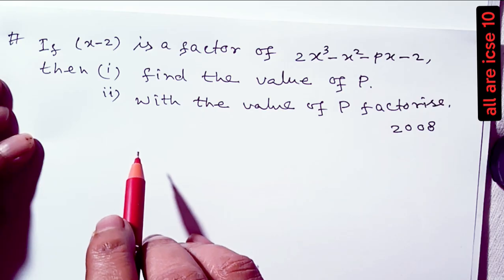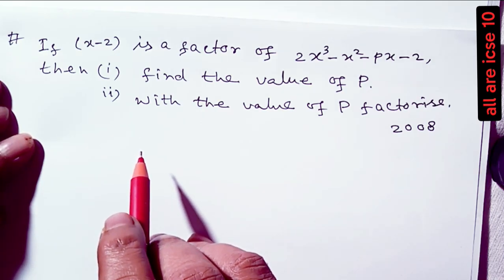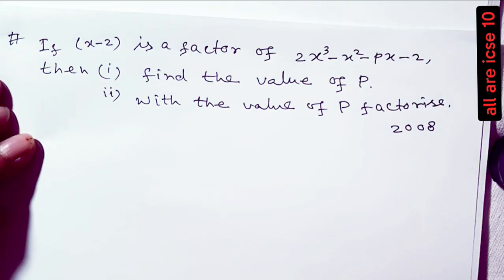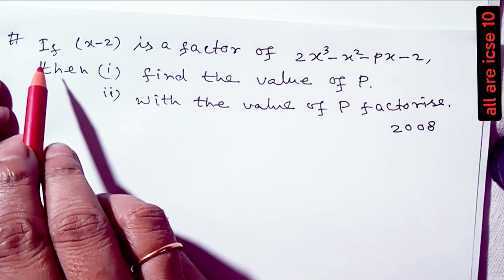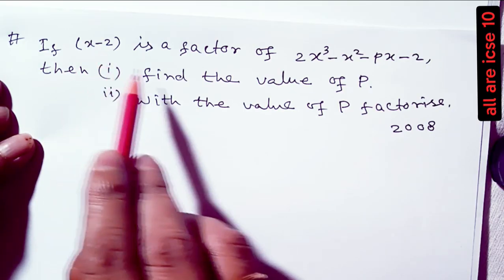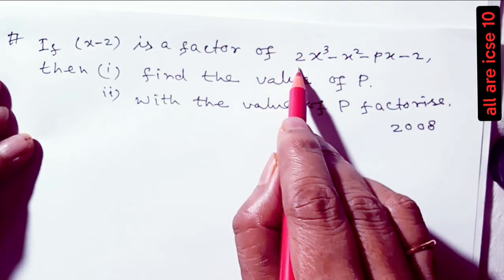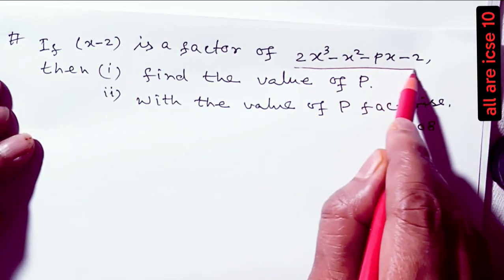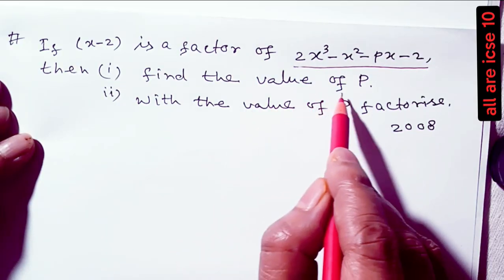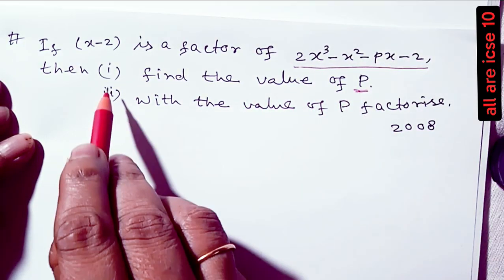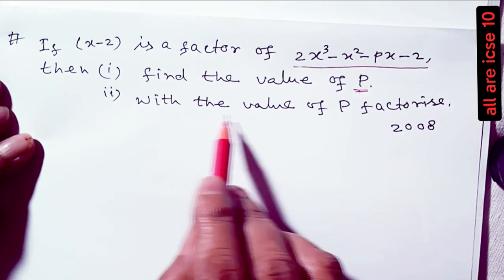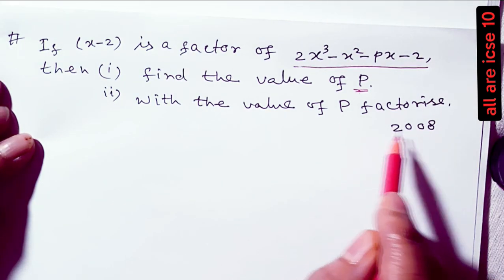Today I solved some factorization problems using the remainder or factor theorem. My problem is: if x minus 2 is a factor of 2x cube minus x square minus px minus 2, then find the value of p. Part 1, find the value of p. Part 2, using the value of p, factorize it.